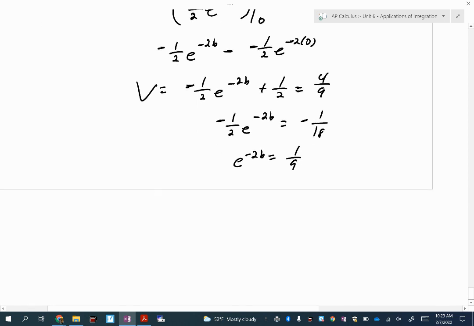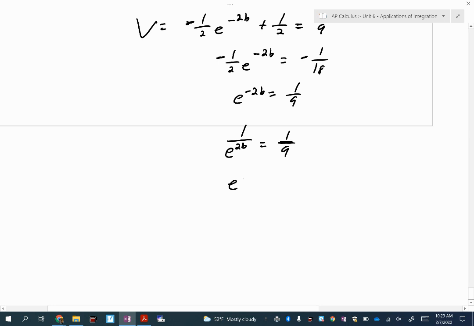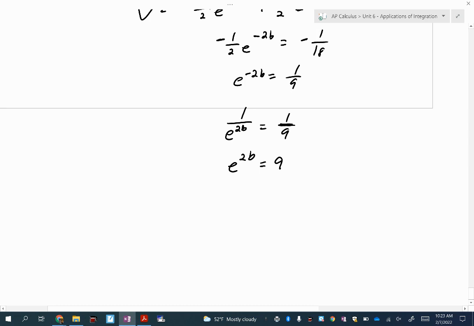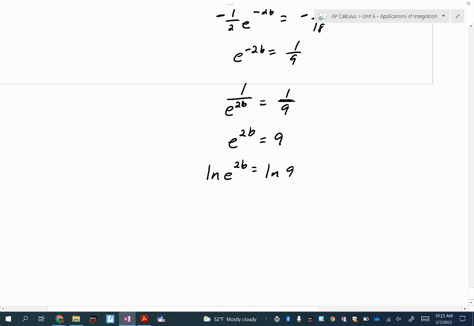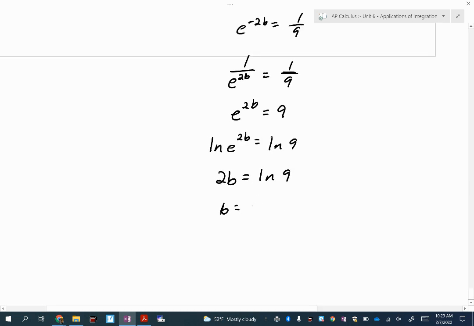Now you're very close. I'm going to rewrite this as 1 over e to the power of 2b equals 1/9. This is a proportion. Do cross products, set them equal to each other. So e to the power of 2b equals 9. To solve this, you're going all the way back to your days in pre-cal. So the natural log of e to the 2b power equals the natural log of 9. You can move the 2b to the front, and the natural log of e is actually just 1. So b is equal to, how I would write it, the natural log of 9 divided by 2. All right, the natural log of 9 divided by 2.